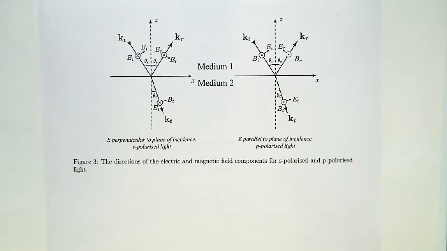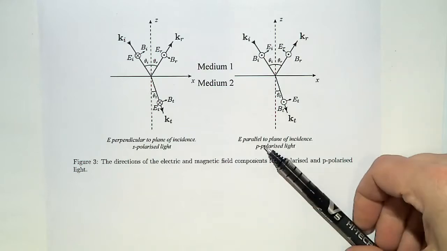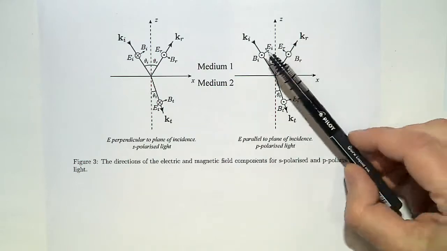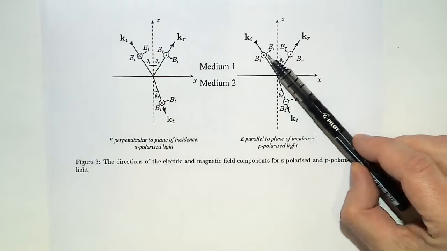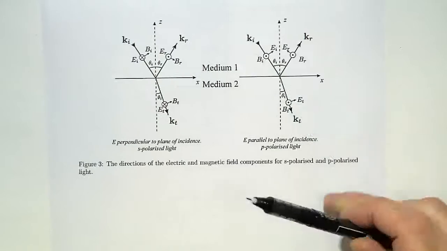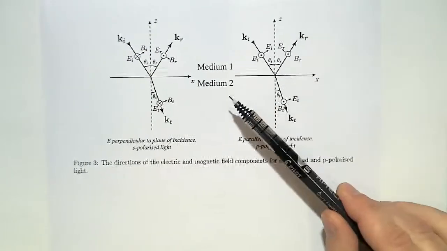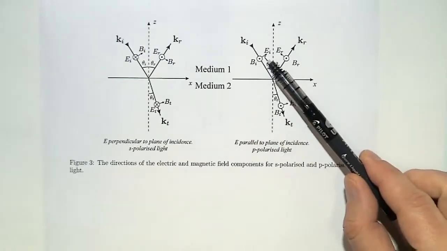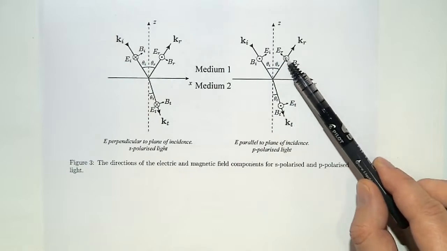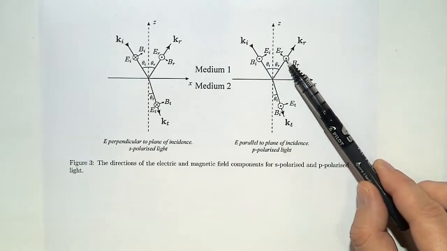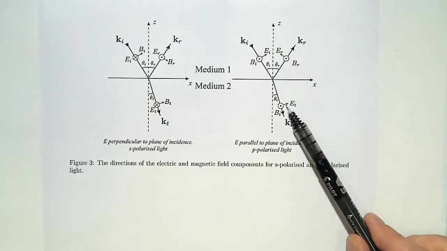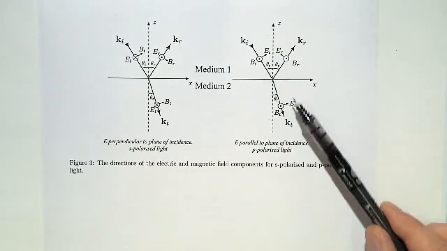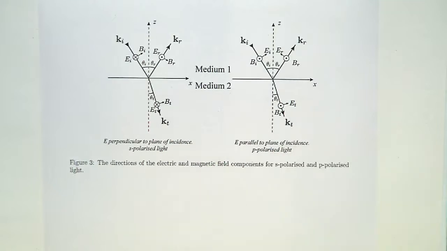Senkrecht means perpendicular, because of course P is parallel, and it's always annoying when you have parallel and perpendicular both beginning with a P. So P means parallel. In this case, the electric field is parallel to the plane of incidence, you can see it there. Again, if EI is positive in this direction, then ER must be pointing the other way on this side, so I conventionally point it that way, and then ET is also pointing the same way as EI over here. And of course, you see the magnetic fields all swap around appropriately.